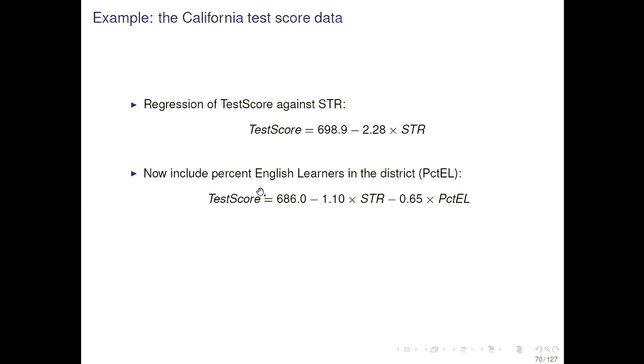Now, let's suppose that we go out and collect additional information on the English learners, the percentage of English learners. Then we include this variable over here. Then we run this estimation exercise again, right? Now, the measured effect of student-teacher ratio on the test score seems to be smaller than before, right?